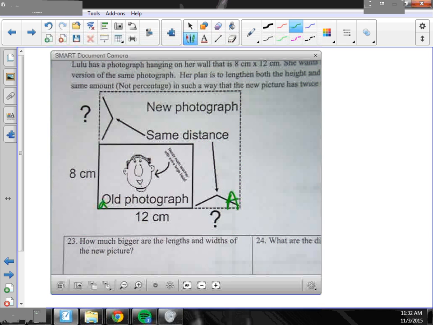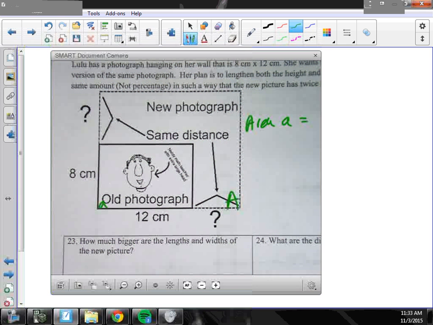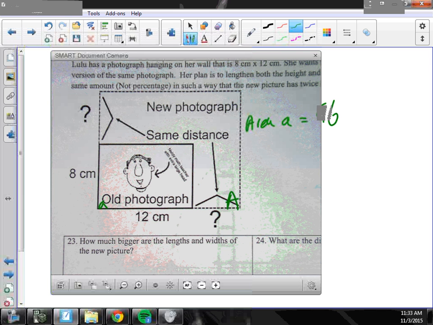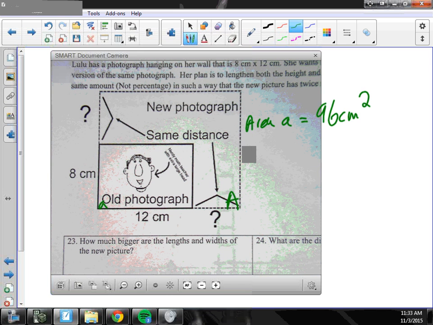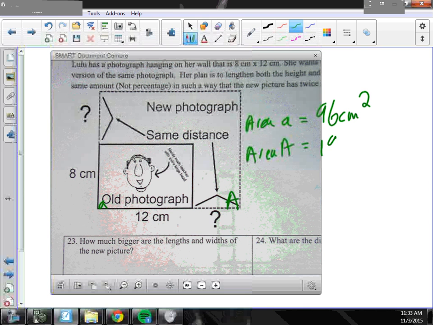So what is the area of little a? What's the area of the original photograph? 96 centimeters squared. What is the area of the new photograph? Double that, which is 192 centimeters squared.